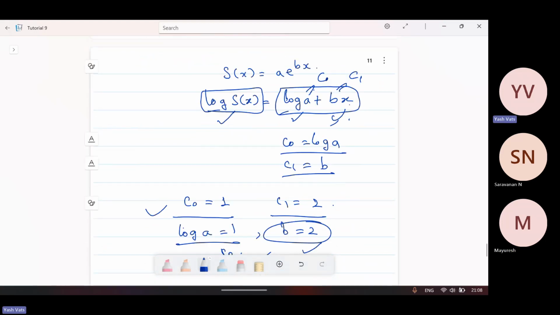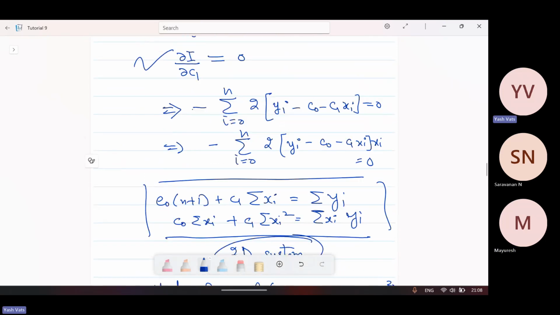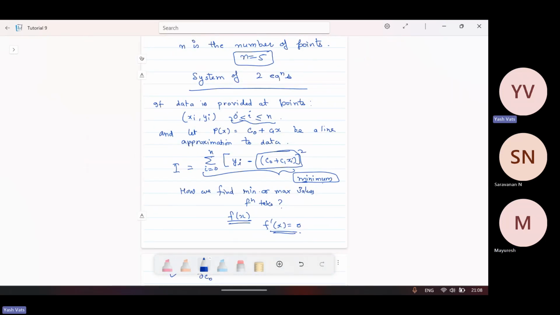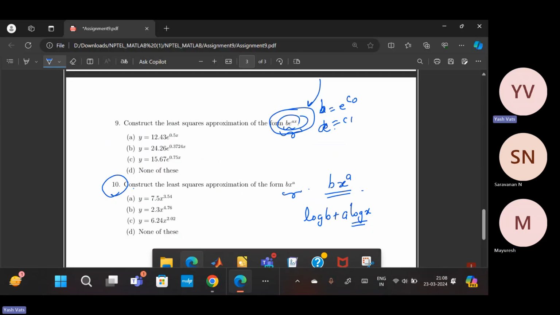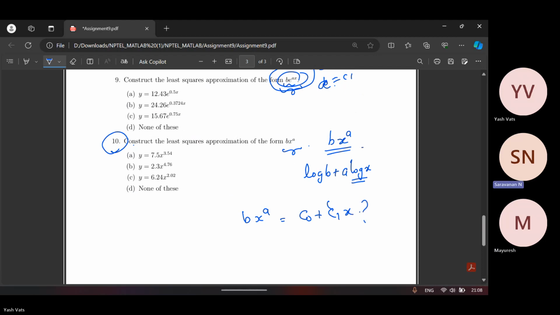This one. Yes, this same type of formulas that we have done. You can't convert into linear form, right? Can you convert bx to the power a to something like c naught plus c1x? Yeah, in the lecture it was told like that. I will explain in the lecture. Yes, it is possible. How? Can you tell me?